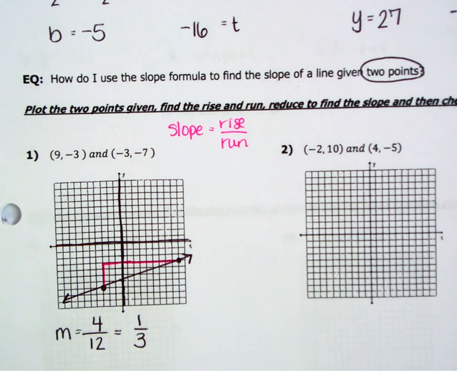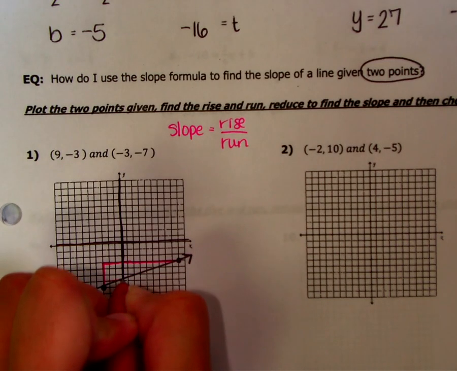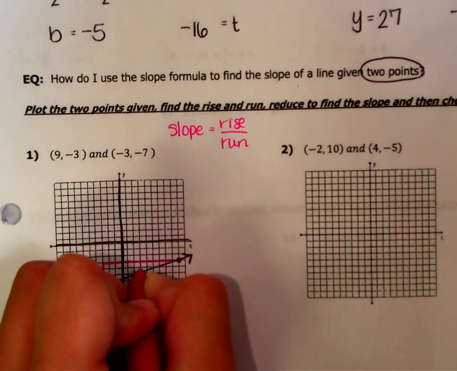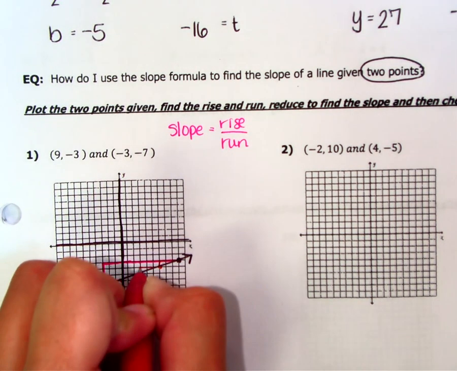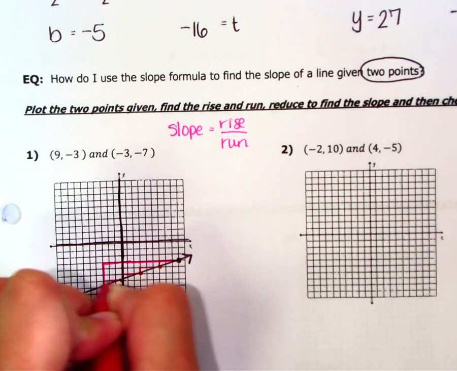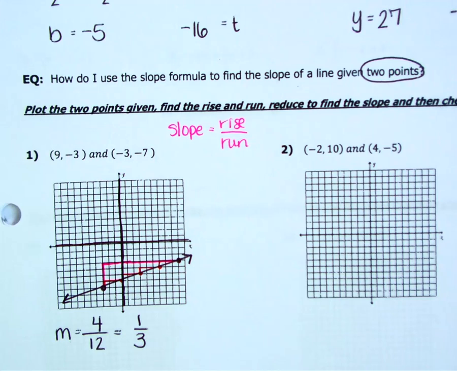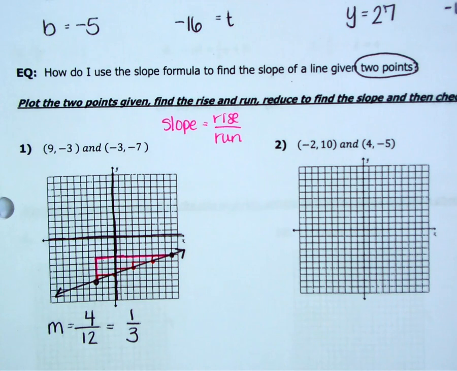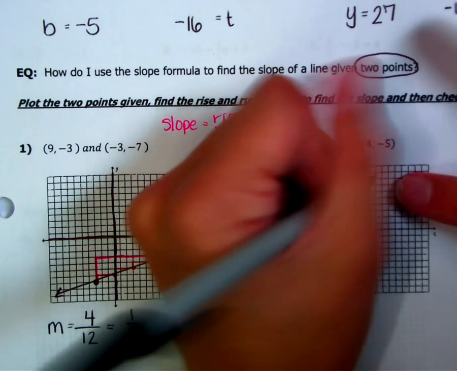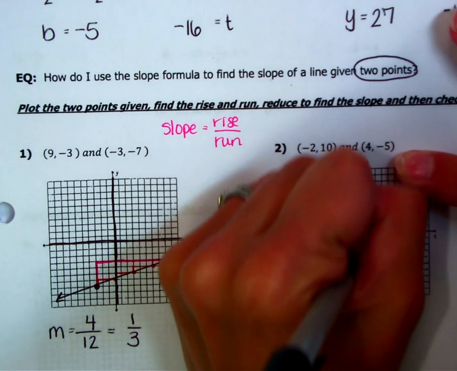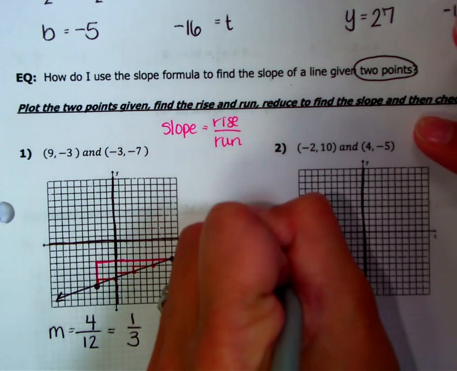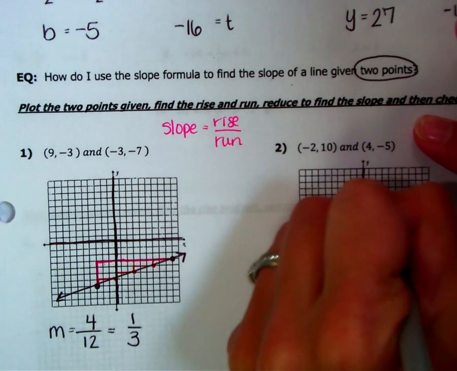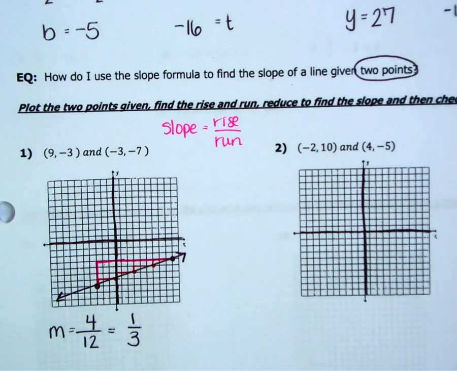Does that reduce? Yes. What does it reduce to? 1/3. So if we go back to our graph, that means we could rise 1 and run 3. Rise 1 and run 3. And so we end up just creating extra steps on our graph, but the slope is still the same. Number 2, if we plot our points, we're going to do the same thing. I'm going to let you do that by yourself. Activate that prior knowledge from yesterday.